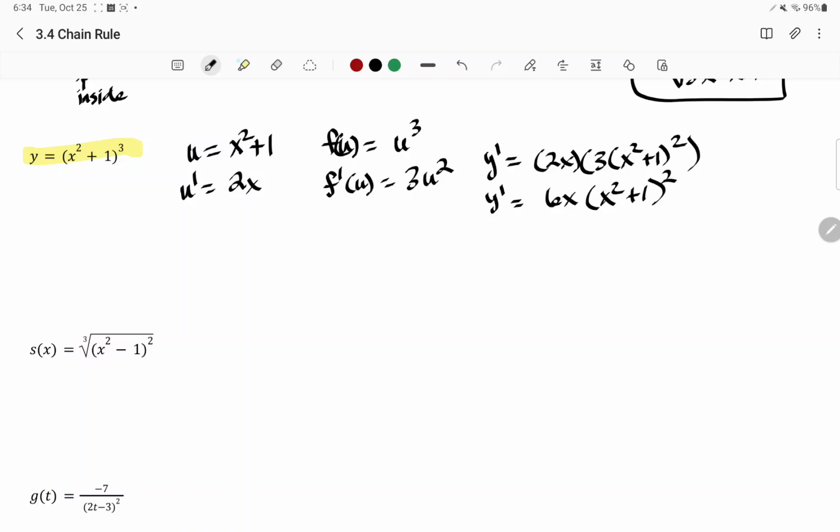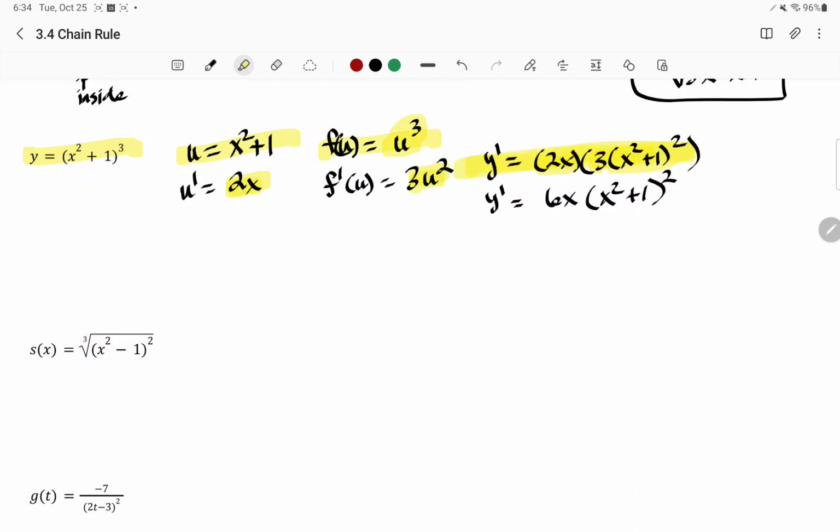Okay, let's walk through the steps here. First of all, we find our inside and our outside functions. Again, our inside is just identified as u, which is x squared plus 1, and then our outside is just the inside to the third power, so u to the third. And then when we find those derivatives, we're going to end up just multiplying those derivatives together, so 2x times 3u squared, looks like this. And this is our answer right there.